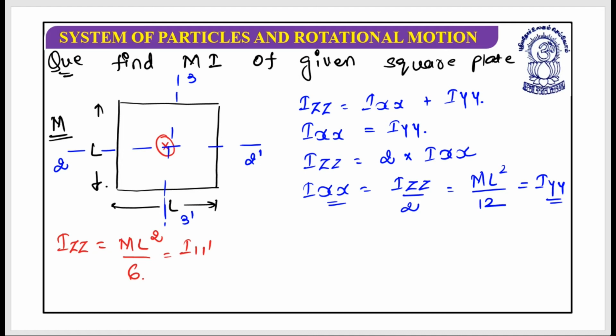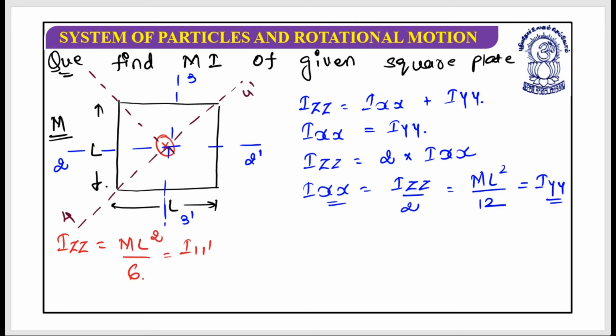Is it clear? Are you sure? Great. Now let's look at the next question. Suppose the rotational axis is passing from here. Let's say this is 44 dash, and one more rotational axis is passing over here.